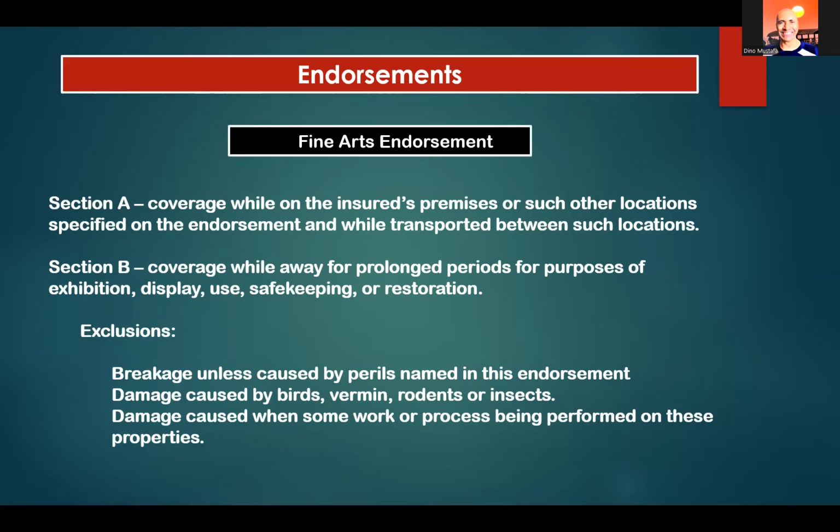Section B, coverage while away for prolonged periods for purposes of exhibition, display, use, safekeeping, and restoration. Because these are rare items, the customer may want to take them to an exhibition and show them to other people. But there are some exclusions here. Breakage unless caused by perils named in this endorsement. If there's a breakage and it's due to a peril that is not listed on the endorsement, it's not going to be covered.